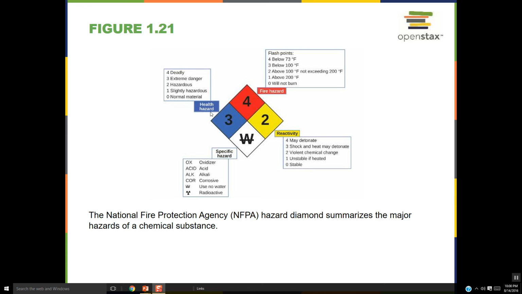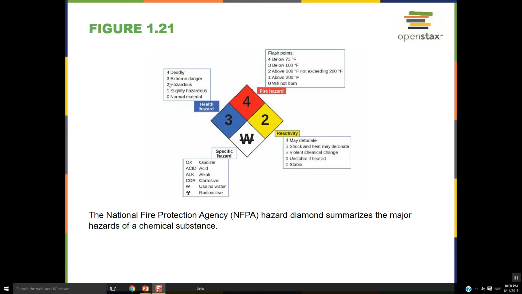Over here in this block, the health hazard: 4, deadly. 3, extreme danger. 2, hazardous. 1, slightly hazardous. And 0, normal material. So you can see the potentials for health hazards. Now, a lot of the stuff we have here is usually 1, 2, and 3. We get a lot of 2s and 3s. Off the top of my head, I don't know of any 4s that we have lying around anywhere, or excuse me, not lying around, but locked up.